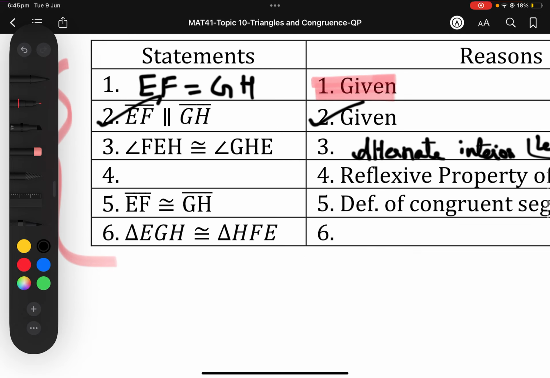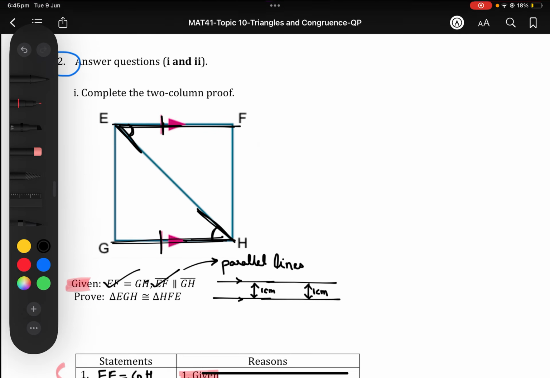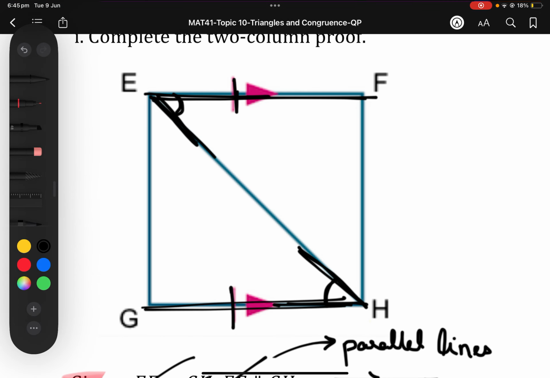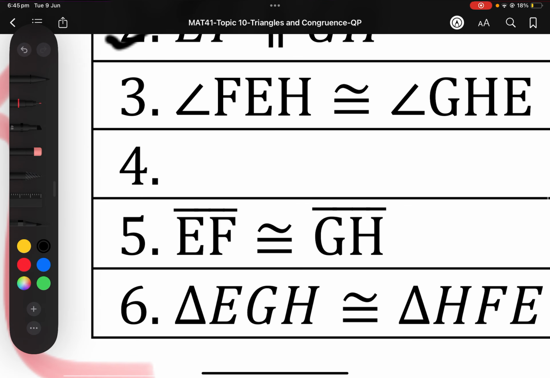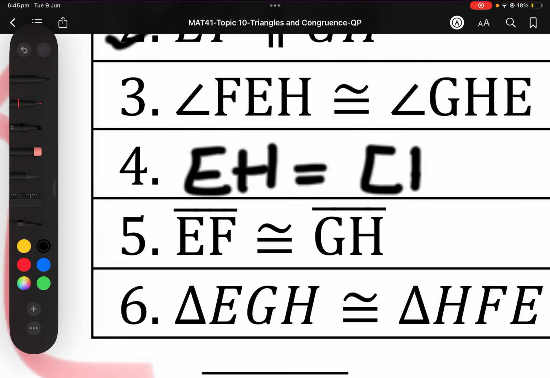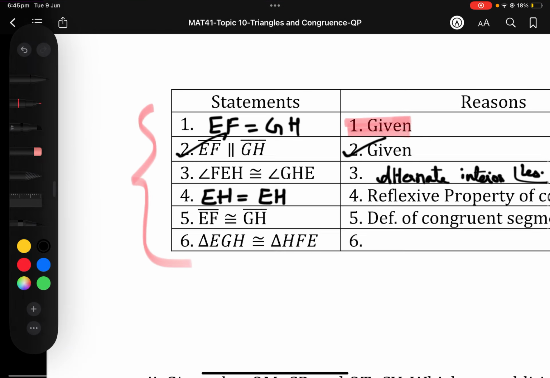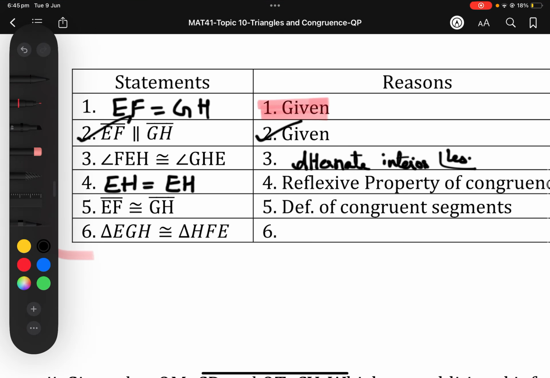Okay, now the fourth one, the reflexive property. What is the reflexive property? This is called the reflection, right? Because this side is common to this, it is common to this. So the reflexive property is seen with EH is equal to EH. EH for triangle 1 is equal to the EH of triangle 2. Okay, fine.